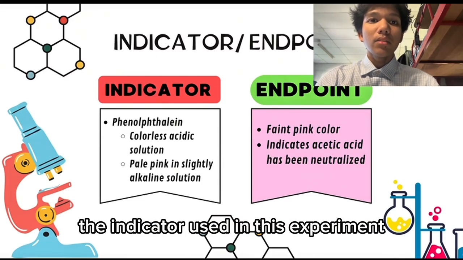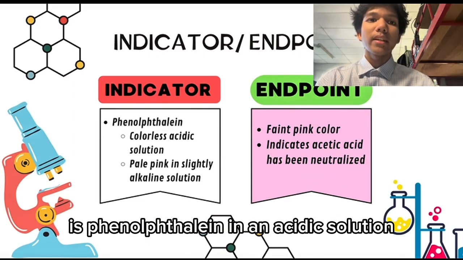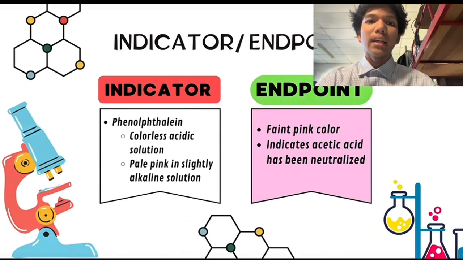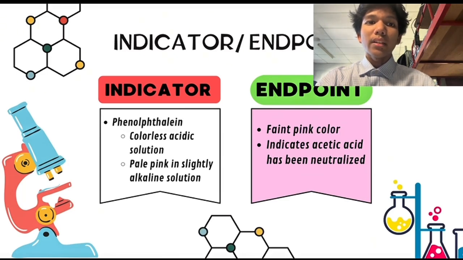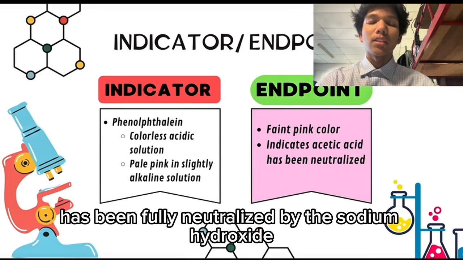The indicator used in this experiment is phenolphthalein. In an acidic solution, it appears colorless. In a slightly alkaline solution, it turns pale pink. The endpoint is reached when a faint pink color persists, indicating that the acetic acid has been fully neutralized by the sodium hydroxide.